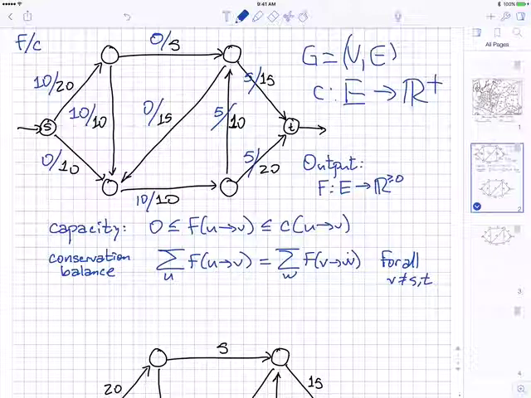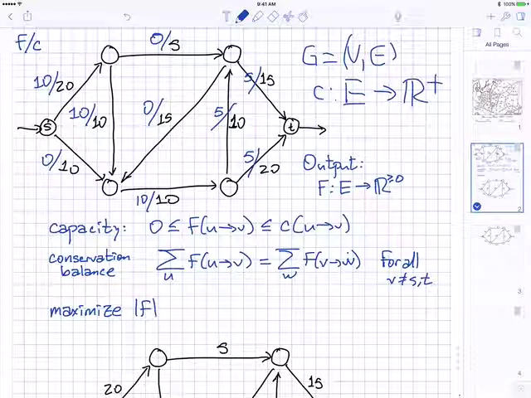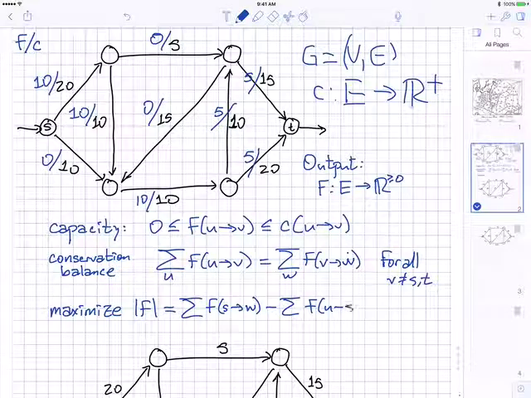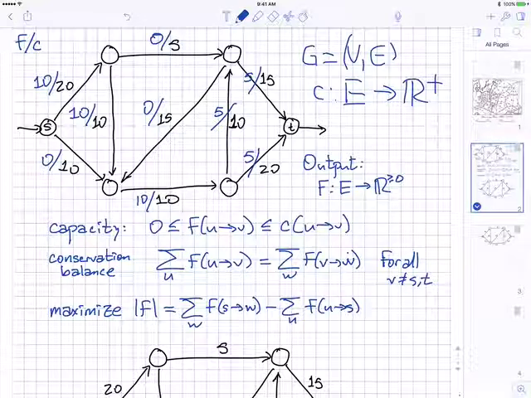And this is the objective that I'm trying to make as large as possible. So I want to maximize the flow value, which is defined as the total flow out of S minus the total flow into S. Or it's defined as the total flow into T minus the total flow out of T.